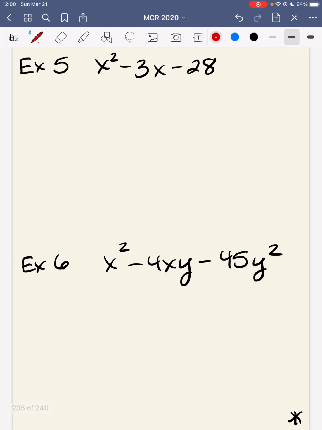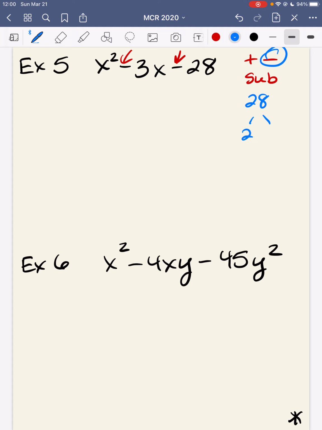All right, we got 2 more here. All right, I encourage you also to work on these and see what you come up with, and then go ahead and restart the video when you're ready. All right, so this one I have a minus sign. That means my signs are opposite. I'm subtracting. My larger number in this case must be negative. And I need factors of 28 that are going to subtract and give me 3.